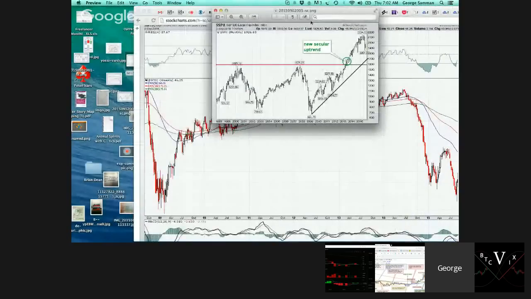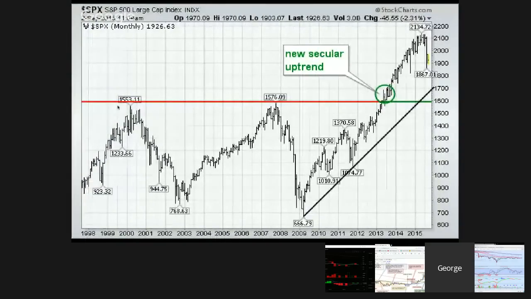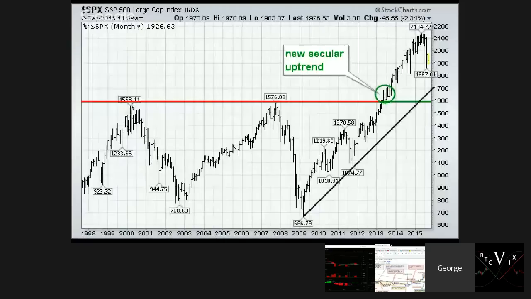And then here I have another chart of the S&P, and this is going back to '98, showing this uptrend that we've been in. In 2000, it was at 1550. In 2008, it got to 1576. Then it fell in 2009, and then here we are at about 1867.